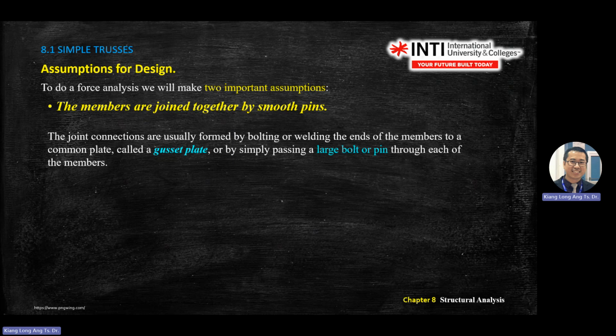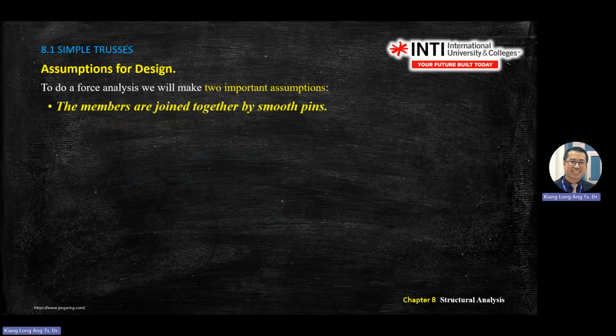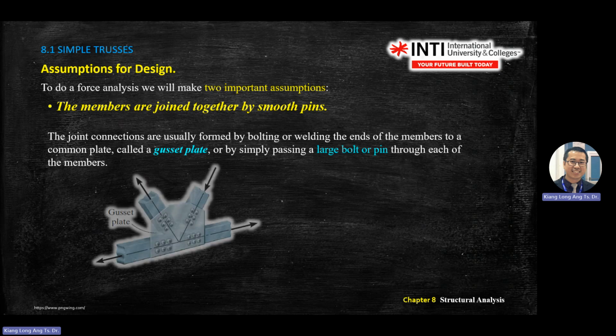So if the question forces you to use the method of joints, these two assumptions apply. It means all the loading is applied to the joint, and the members are connected by smooth pins. So automatically, when you see a pin, you convert it into two forces like this. Pins are free to rotate, so there is no moment.